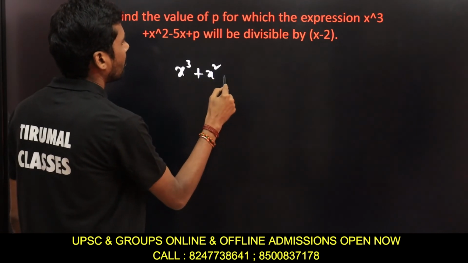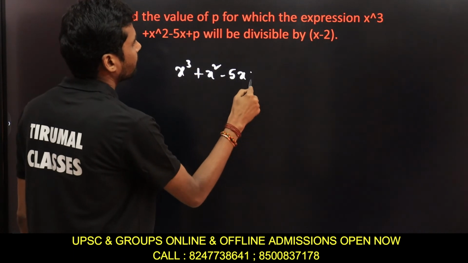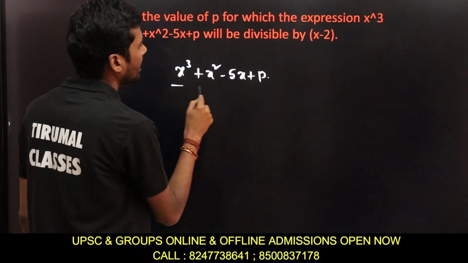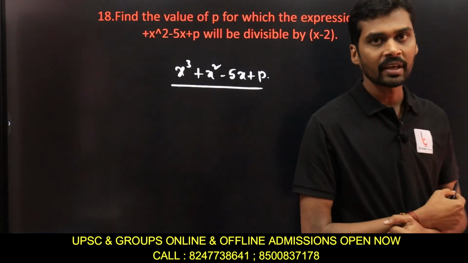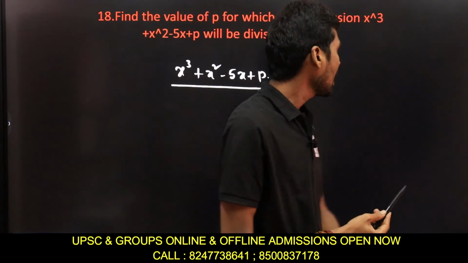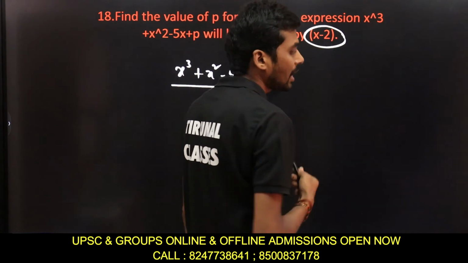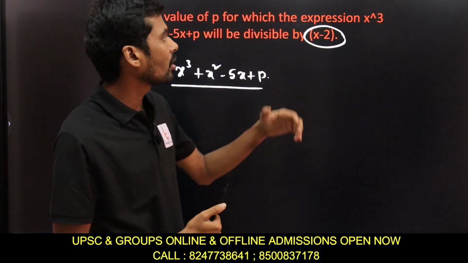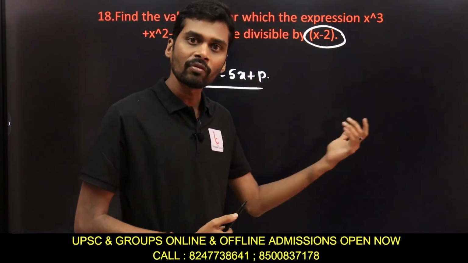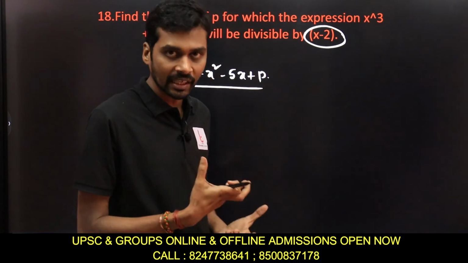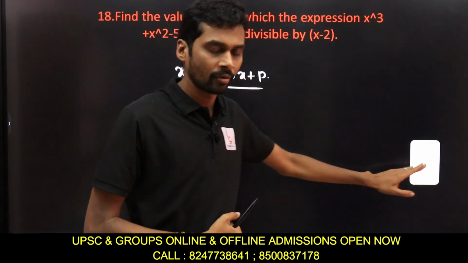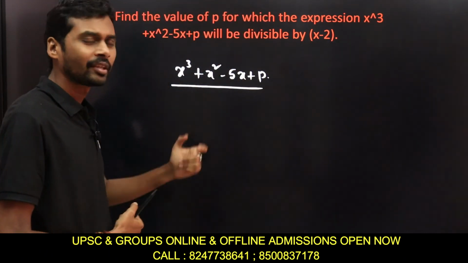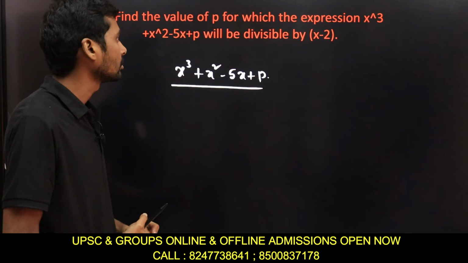So the next one, find the value of p for which the expression x power 3 plus x square minus 5x plus p will be divisible by x minus 2. Okay, if something is given in an algebraic expression, and when we have any one of the x values as one of the factors or one of the roots, then we should take it like this. Actually it is related to the functions topic, but by the way, it comes under the numbers topic also.